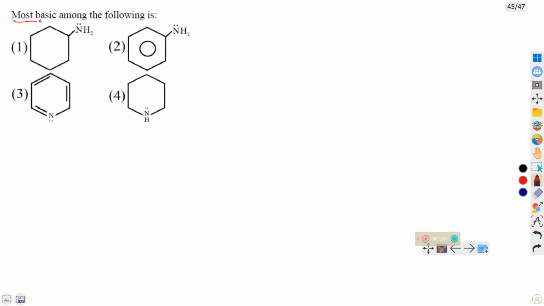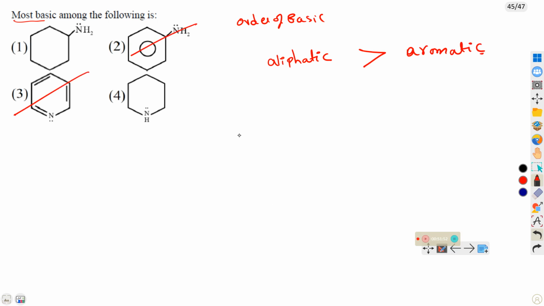Most basic. We know that aliphatic amines are more basic. Order of basic nature: aliphatic amines are more basic than aromatic amines. This is aromatic, neglect. This is also aromatic, neglect. Now among these two, this is 2-degree amine and this is 1-degree amine. Among 1-degree and 2-degree amine, 2-degree amine is more basic.